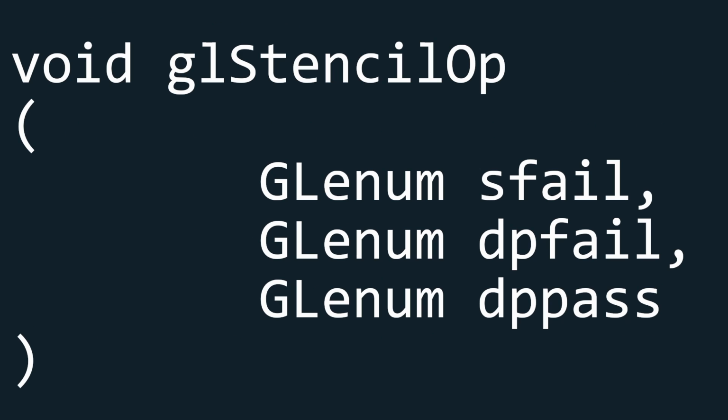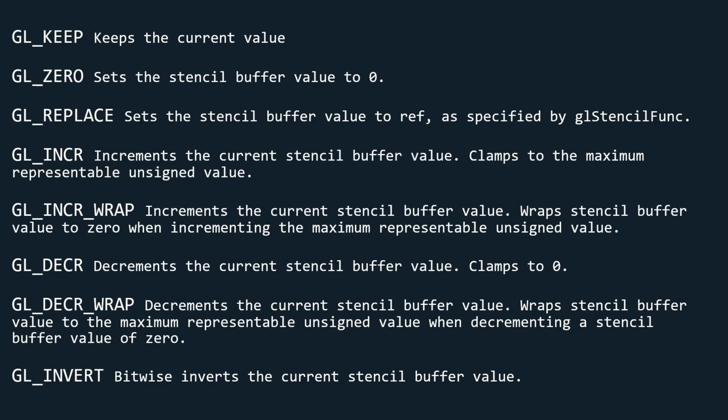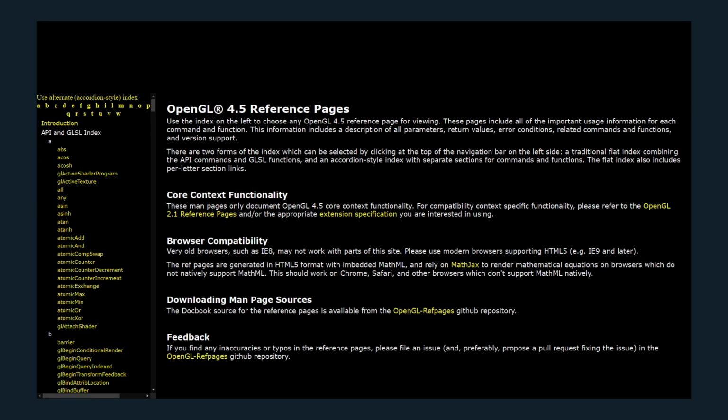Now for glStencilOp, it has 3 arguments, sFail, dpFail, and dpPass. These stand for stencil fail, depth fail, and depth pass. For all of these, you can choose between the following options. By default, they all have glKeep, which basically means that nothing changes. There is not really much more to say about these functions, so if you want to know more about them, look them up in the documentation.